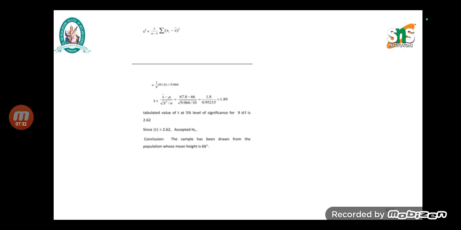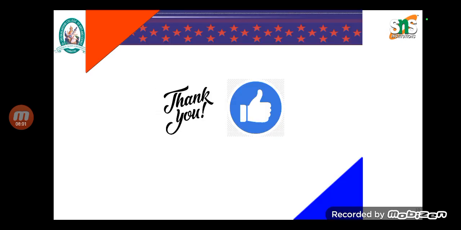So this is the calculated value, 1.89. The table value at 5% level of significance for 9 degrees of freedom is 2.62. Since the calculated value 1.89 is less than the table value 2.62, we accept H0. So from this we conclude that the sample has been drawn from the population whose mean height is 66. Thank you.